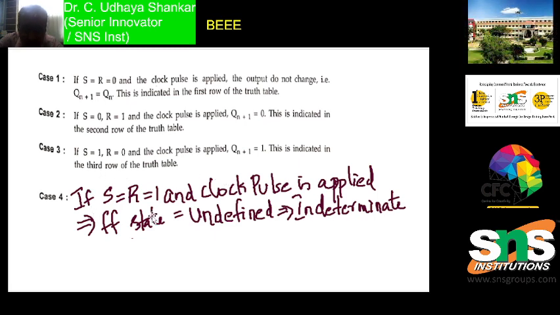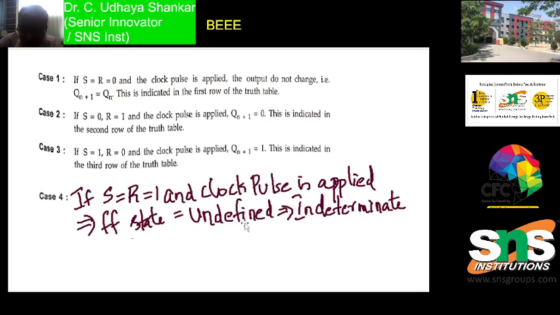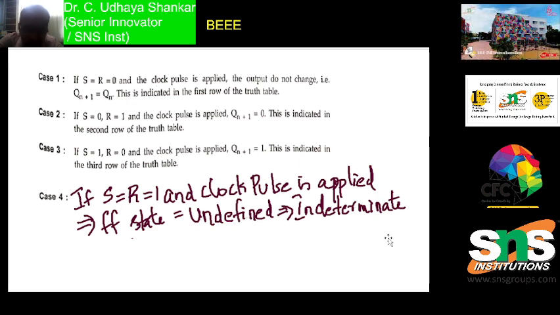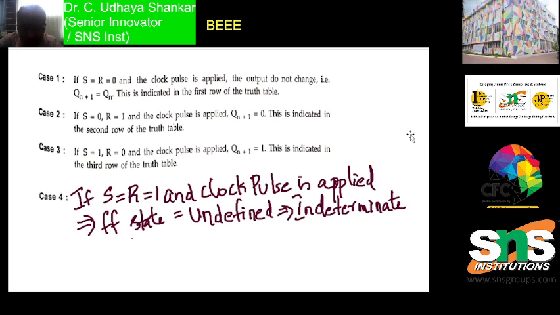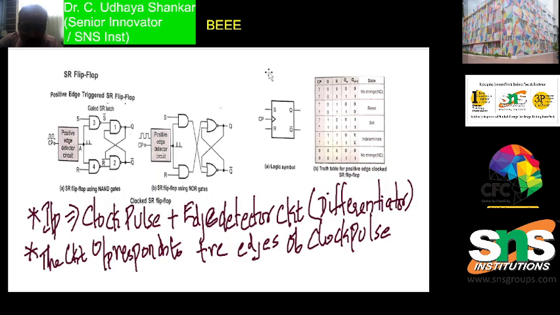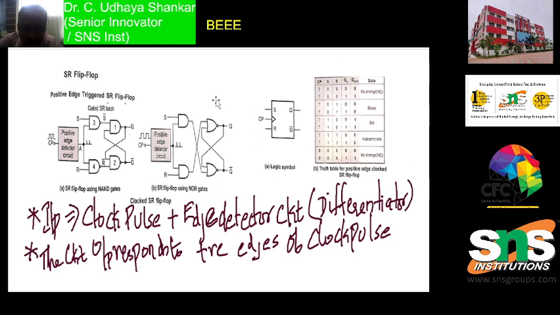If S equal to R equal to 1, as I have already told, it is an indeterminate state. When the flip-flop output will be undefined, this is called an indeterminate state. Hope you are all clear with the working of the SR flip-flop. This is the logic symbol, this is the truth table, this is the SR flip-flop with the NOR gate, and this is the SR flip-flop with the NAND gate.